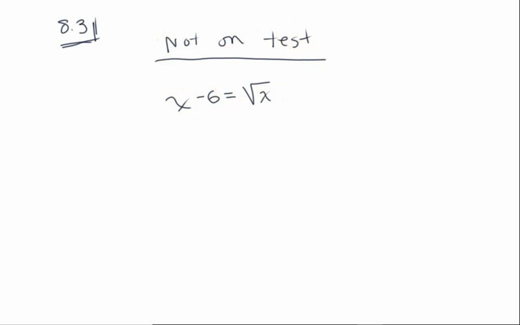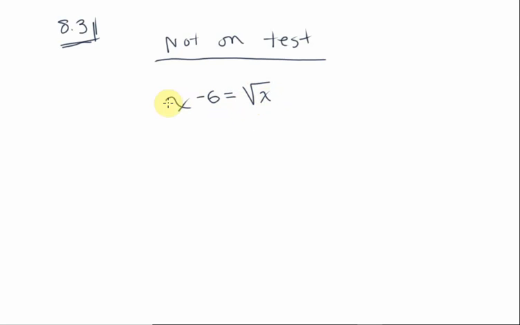So this one's not going to be tested, so just make sure you understand, not on test. The other examples I'll do will be on the test, but I wanted to show you this idea. If I were to take something like x minus 6 equals the square root of x, this looks nothing like what we've been solving. You might try squaring both sides. Well, let's try that, because what's annoying about this is the square root, right?